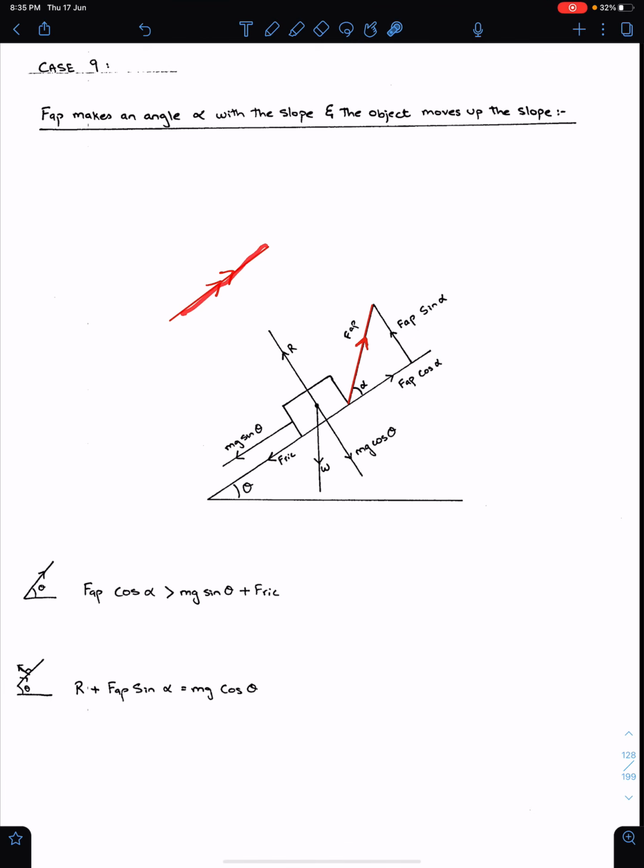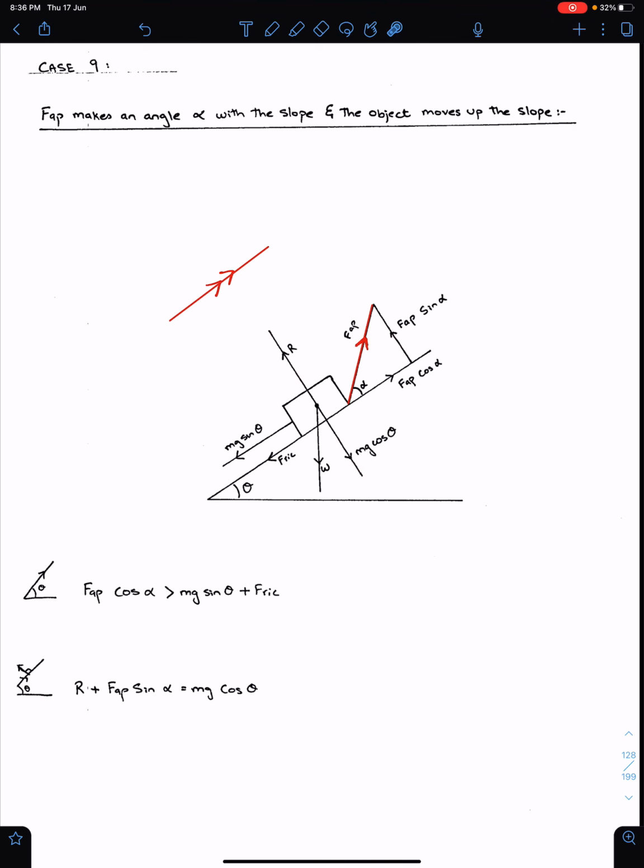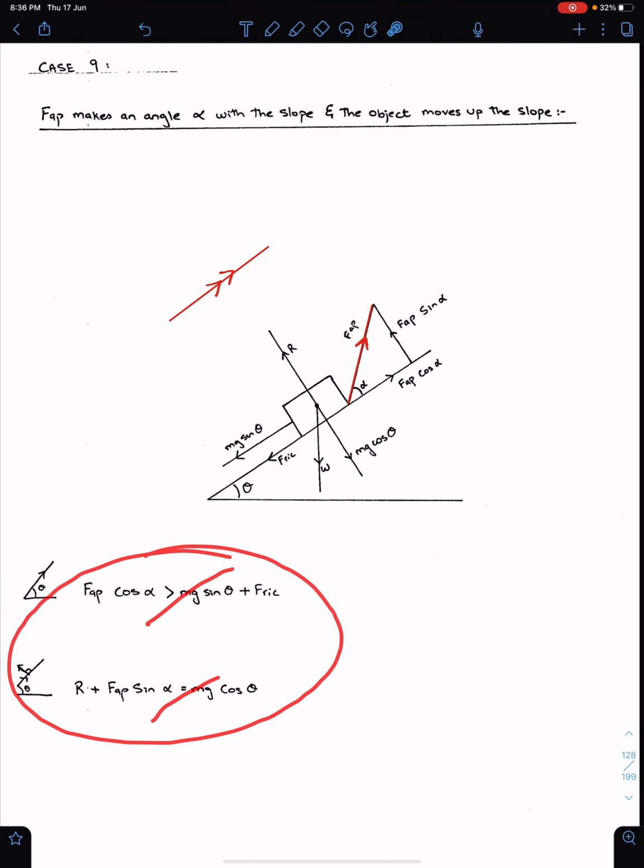Since this object is moving up the slope, friction must be down the slope. So this FAP cos alpha must be greater than the sum of these two. And R plus FAP sin alpha is equal to mg cos theta. See, the most important thing is the correct force diagram. If you can draw the correct force diagram according to the given situation, you can easily write down this inequality and this equation.